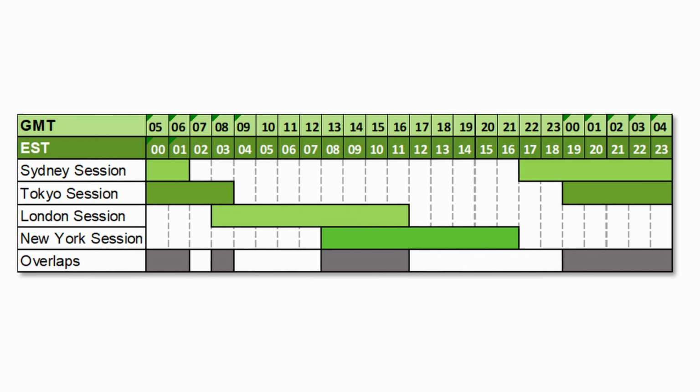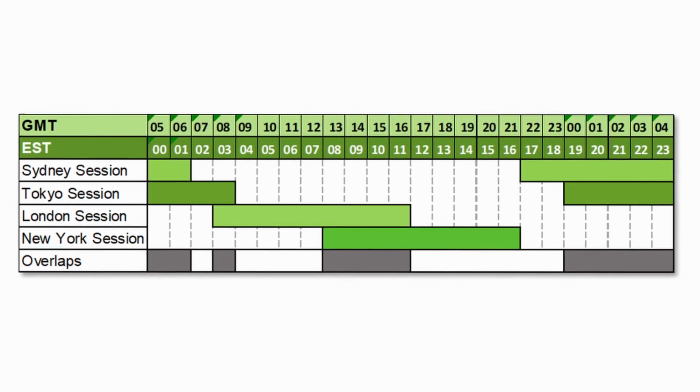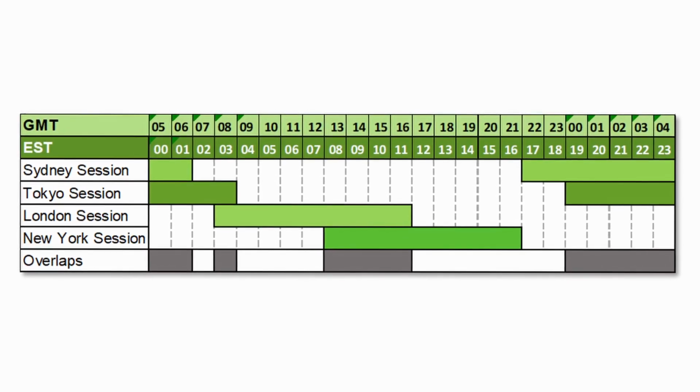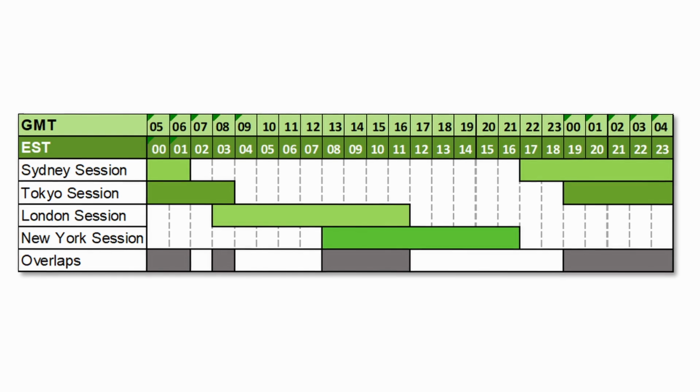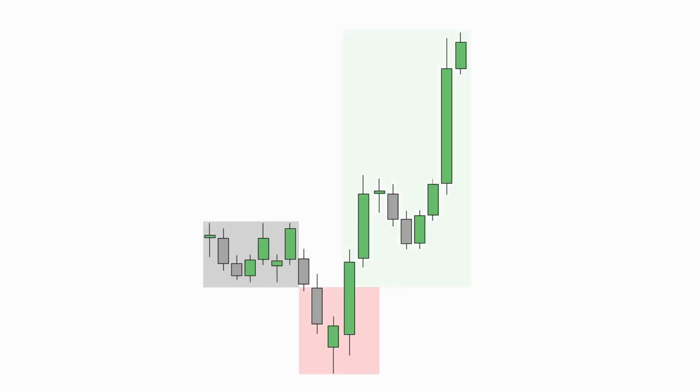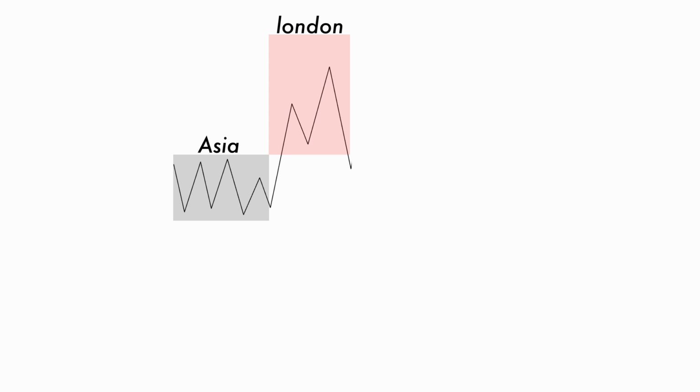Next comes session liquidity. Session liquidity, also known as time-based liquidity, refers to how price moves to collect liquidity within specific trading sessions like the Asian, London, and New York sessions. Each session creates its own high and low, forming liquidity pools where traders place stop orders. When a new session opens, smart money often targets these levels. For example, the London session might take liquidity from the Asian range before moving in the opposite direction.